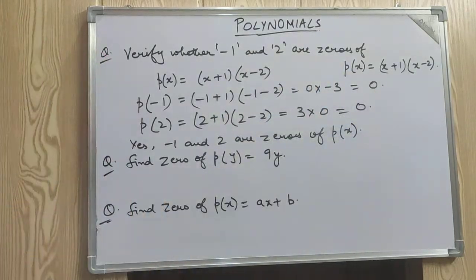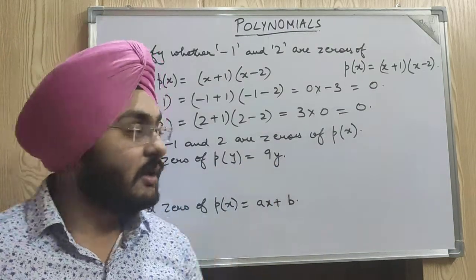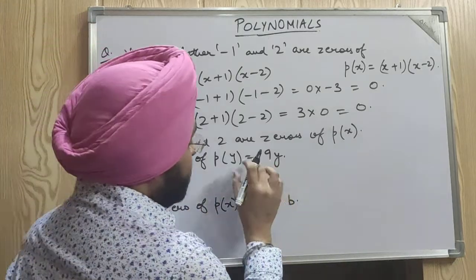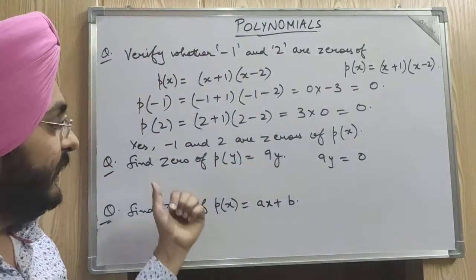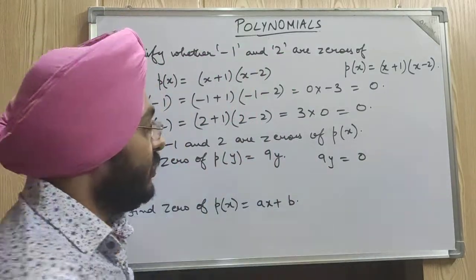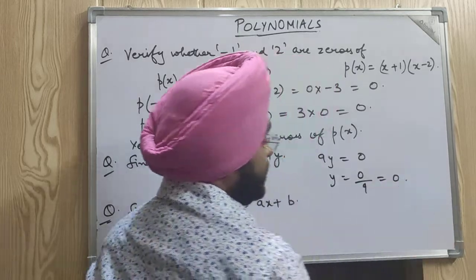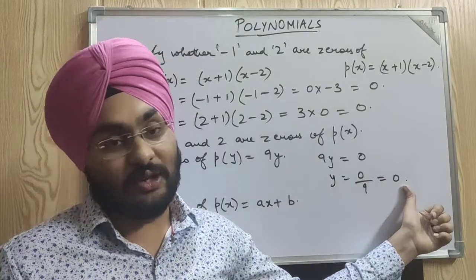Coming to the next, he is saying find the zero of the polynomial 9y. A very simple thing: how to find the zero? Simply equate this to 0. This 9 will go downwards. So I will say the zero of the polynomial 9y will be 0 only.